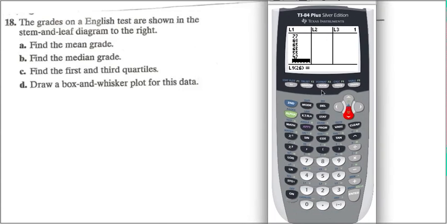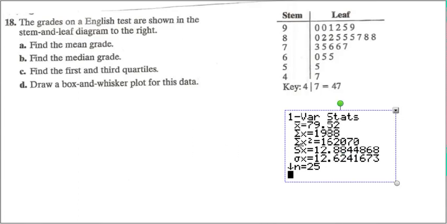Now we're going to go for stat, calc, 1 var stat, and if you press enter, it automatically takes care of the first one, L1. So that's basically what we can do. We need that screen, and the average happened to be 79.52.